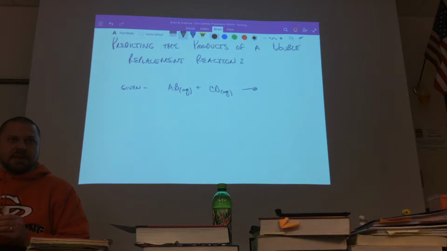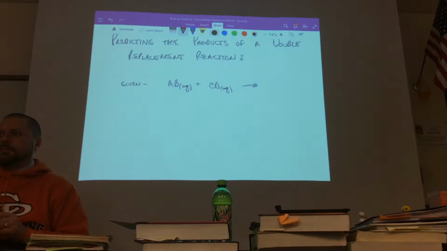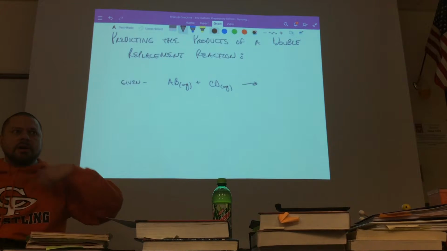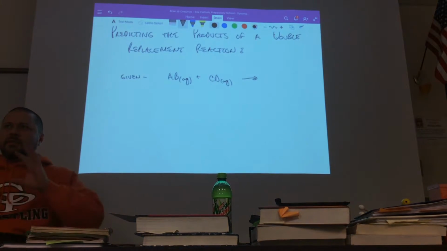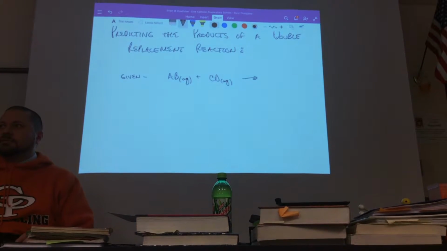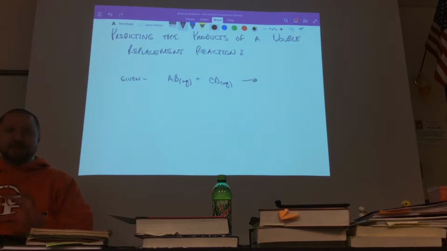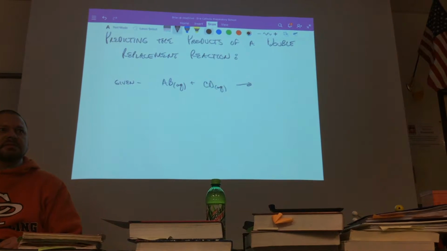Well, let's think about what that means then. If these things are aqueous, it means they're dissolved, right? And it means then that they're floating around in solution with a bubble of water around them, a hydration sphere. So A and B are floating around separately, actually, in solution. They're actually separate from each other. And in another container, I got C and D floating around. It's almost like couples dancing.